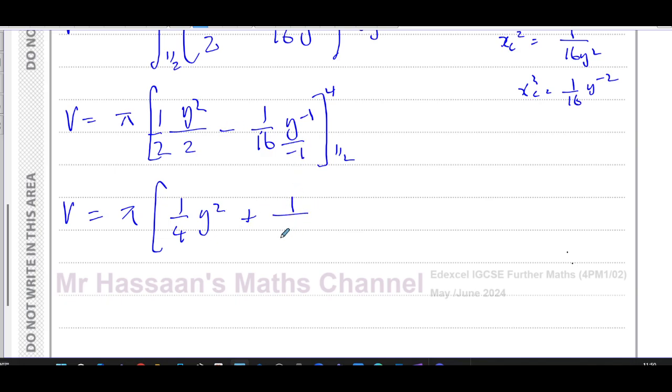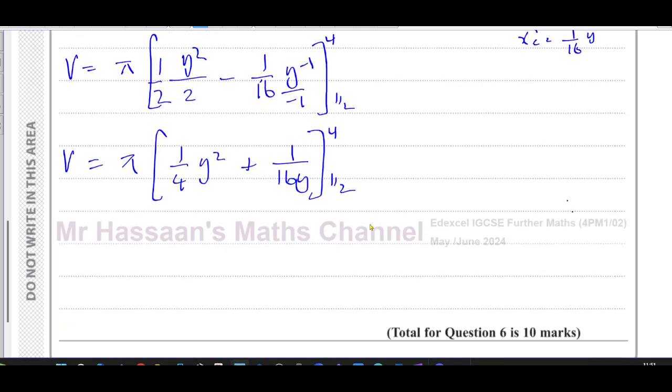We have 1 over 16y. Just write the y underneath, it's better. This y to the power of minus 1 is like 1 over y. So you have 1 over 16 times 1 over y, which is 1 over 16y. The y underneath is with the 16. And we've got 4 and we have a half. Again, don't forget the pi. Now we have got it in the form where we can start substituting. Let's just save some space and carry on from here.